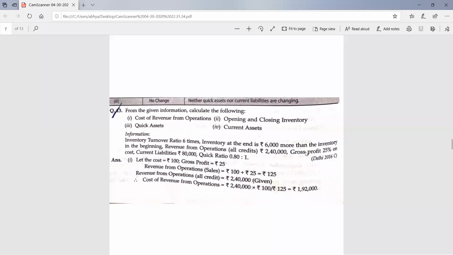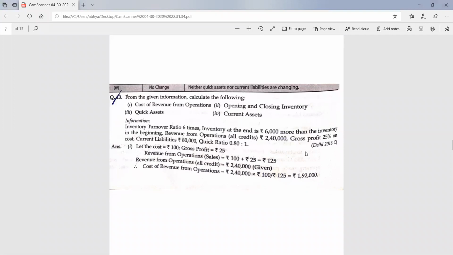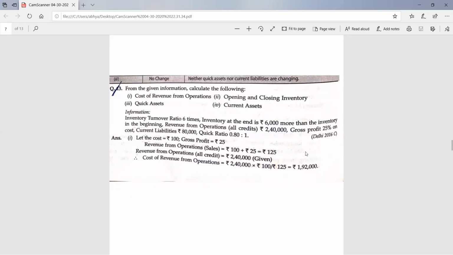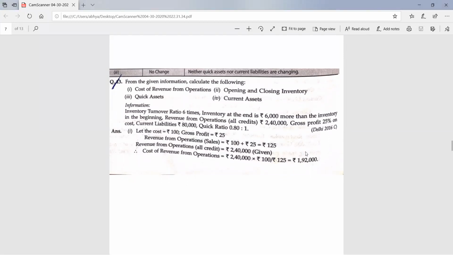Okay. And gross profit 25% on cost. Current liability is 80,000. Quick ratio 0.80:1. This question has also come in boards. So all these questions, whichever I have given you in form of assignment, all these questions are from board. So this type of question you are going to face in board exams, not the very easy question. So if you are doing practice, at least 4 or 5 miscellaneous questions in which all the ratios will be covered, you will be able to do the chapter.